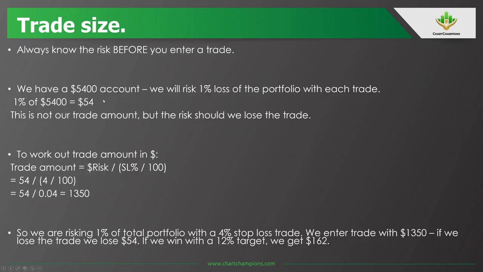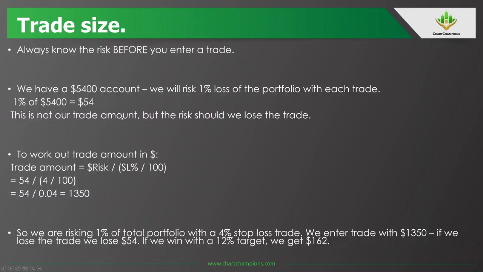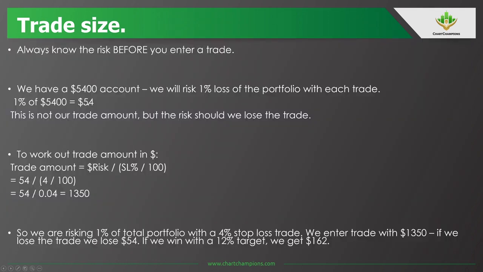So simply to work out the risk that we're willing to take, it's 1% of our account balance. So 1% of, in this example, 5,400 is 54. This is not how much we enter for the trade size, but this is how much we are willing to risk per trade. That is how much we are going to lose if our stop loss is hit. We will lose $54, and that's going to be the same on every trade that you take. 1% of the account. You always know before you enter the trade how much you're going to risk.